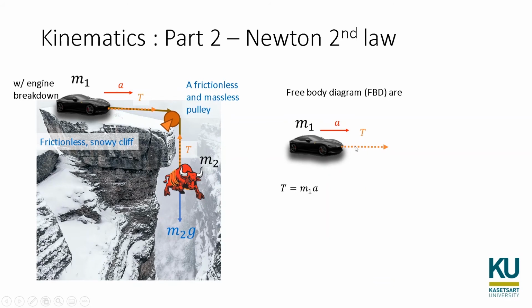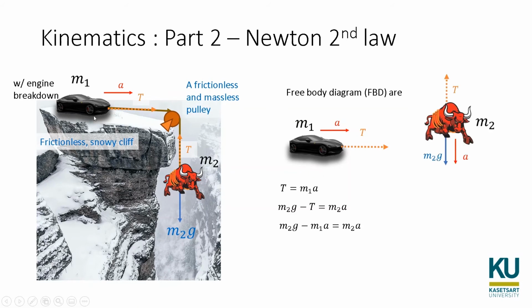By this you can see that the tension is equal to the mass of the car times the acceleration, and for the ball itself you have the mass of the ball dragging down. This is the weight of the ball minus the tension, equal to the mass times the acceleration of the ball moving downward. This car has no engine, it's completely broken down. All the force comes from the weight of the ball.